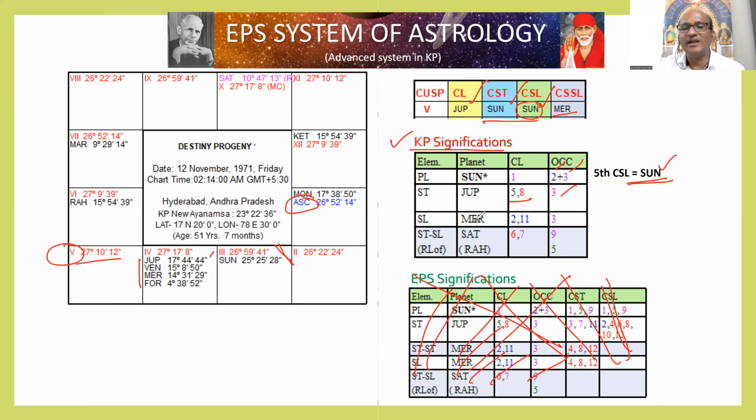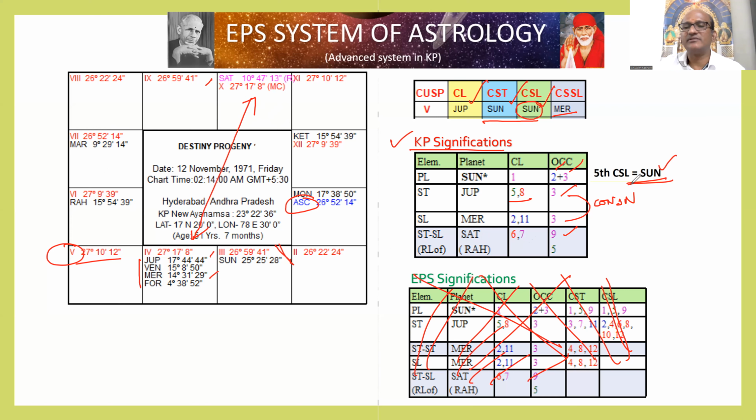And the sublord is Mercury. Mercury is what? Second lord, 11th lord. It is also occupying the third house. Both are conjoined. And the star lord of the sublord Mercury is Saturn, lord of 6 and 7, occupying the ninth house. Where is that Saturn posted here? So they are also aspecting each other.